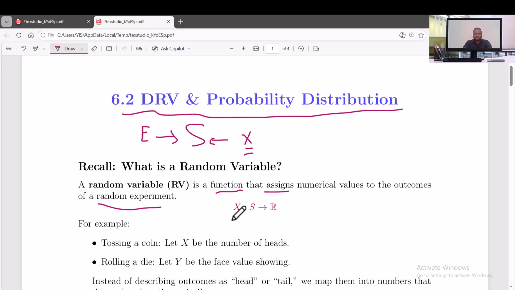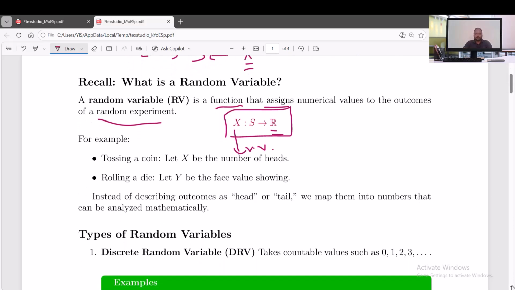Right? Here, with this notation, for every outcome in the sample space, we map into the real numbers. This mapping is done through this random variable X. So, this random variable by its nature is quantitative. Quantitative random variable. For example, tossing a coin is a random experiment.